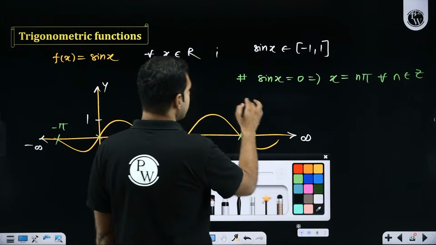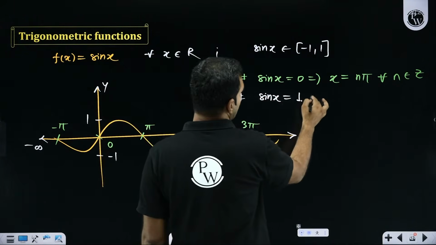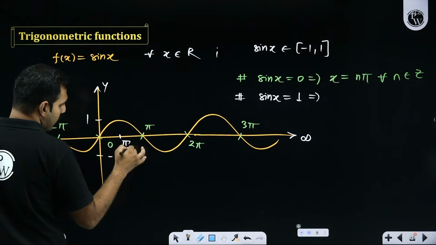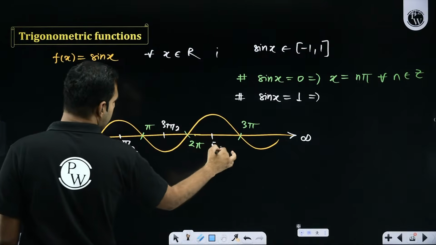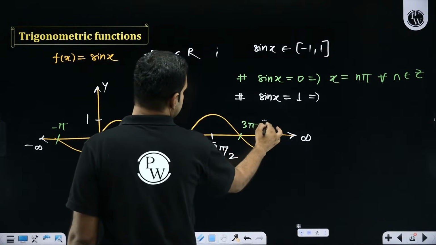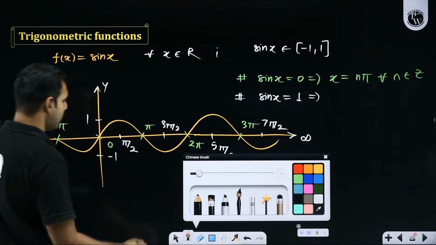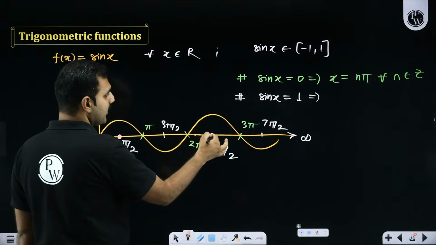Similarly, what if I ask you, sin x is 1? When do you see sin x to be 1? Here exactly between 0 and pi, there will be pi by 2. This will be 3 pi by 2, this will be 5 pi by 2, this will be 7 pi by 2 and so on. So sin x is found to be 1 specifically at pi by 2. Then at 3 pi by 2, no. At 5 pi by 2, yes.